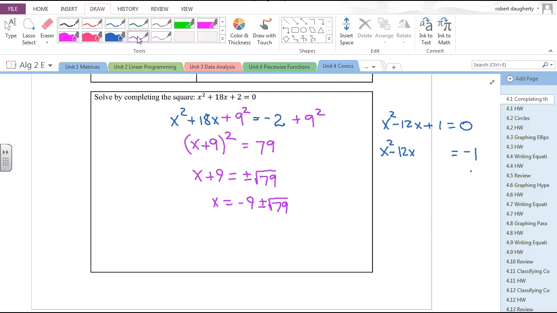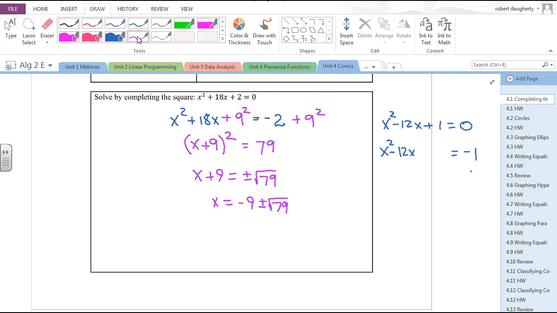What's the coefficient of x? Yeah, the coefficient of x is negative 12, okay? What's half of that? Negative 6. What is negative 6 times negative 6? Positive 36. Okay, can't you see that when I square a number, what kind of number do I always get?